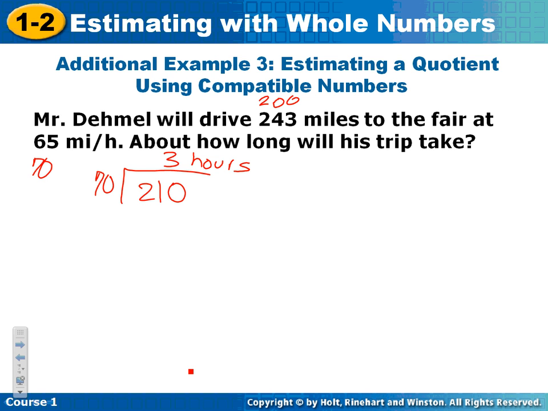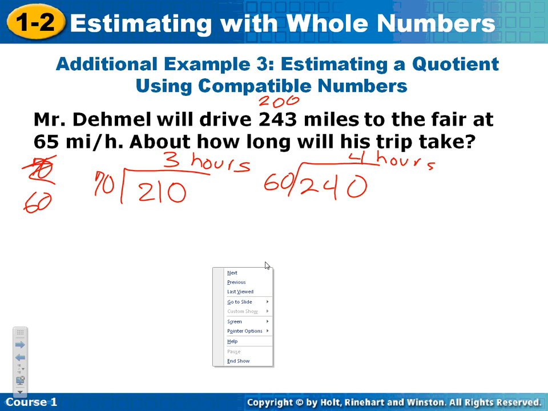You could have also made this a 240 divided by 60. You could have made this, instead of 65, a 60. That also would have worked. Now, granted, that's 4 hours. And there's a difference between 3 and 4 hours. That's true. But you're still close. And that's what estimating is. So remember, compatible numbers, numbers that work well together.